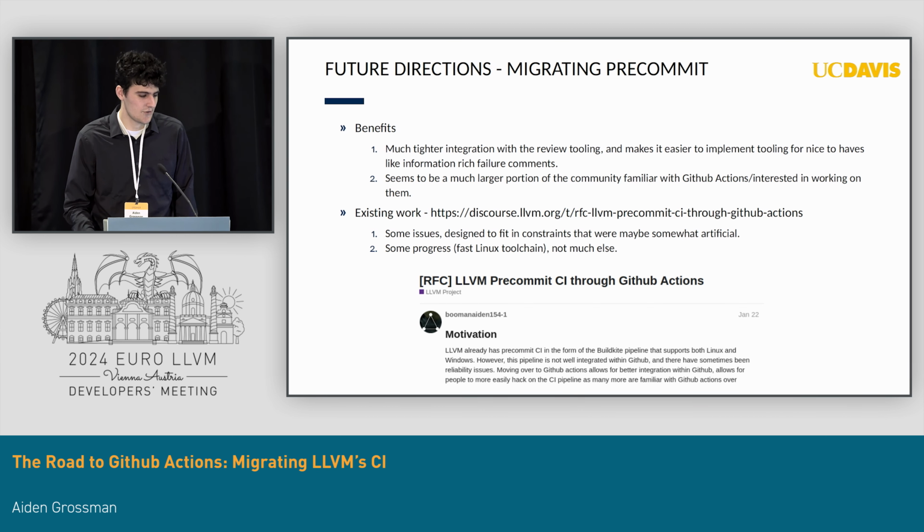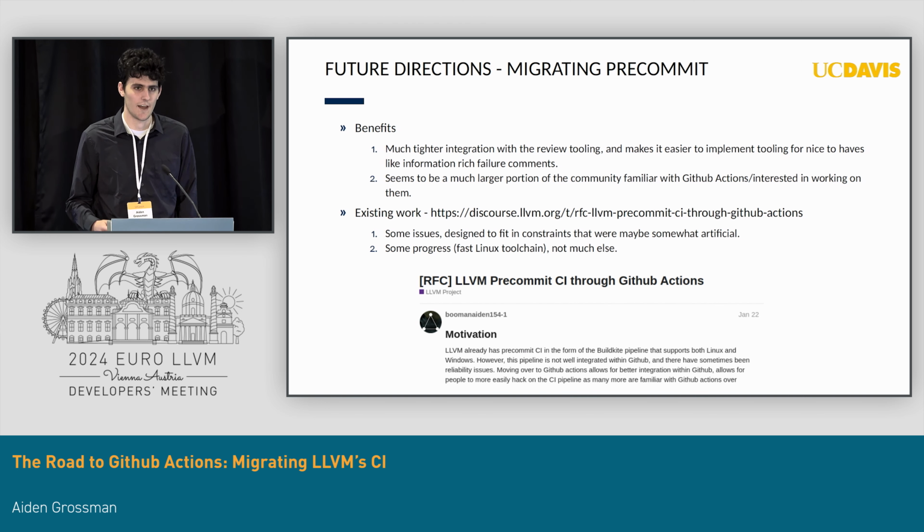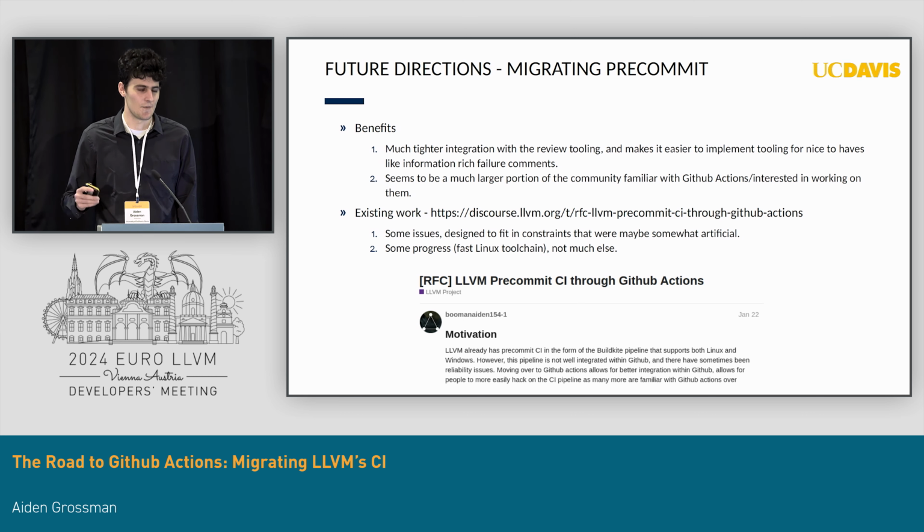One future direction that we're looking at is migrating the precommit to GitHub Actions, so the actual running of the tests rather than just a couple of things like code formatting, to get better integration with the review tooling. I put up an RFC for this a while back. There were a couple of issues that were pointed out about it, and it was engineered in a way to match certain constraints that were somewhat artificial, and some things need to be adjusted. We have some progress, but there's not much there, and hopefully in the next year or so, something can end up materializing.